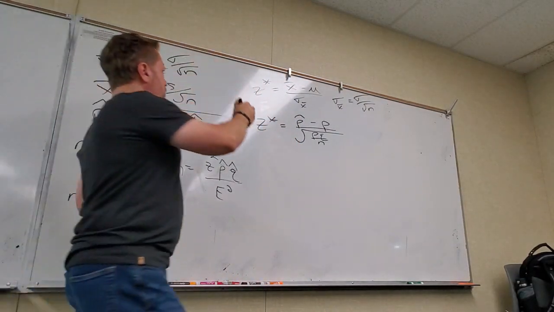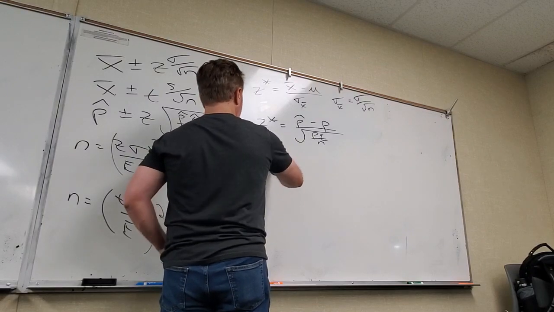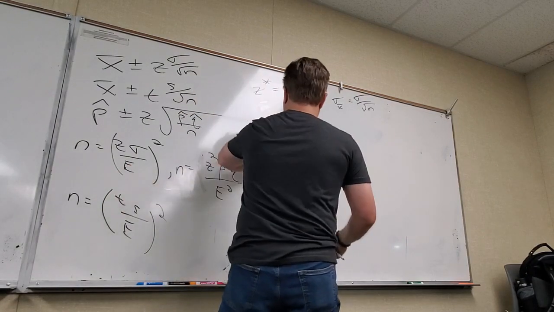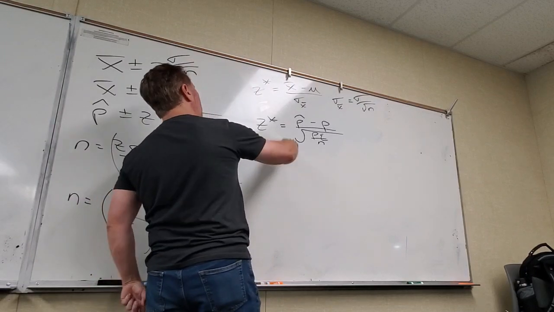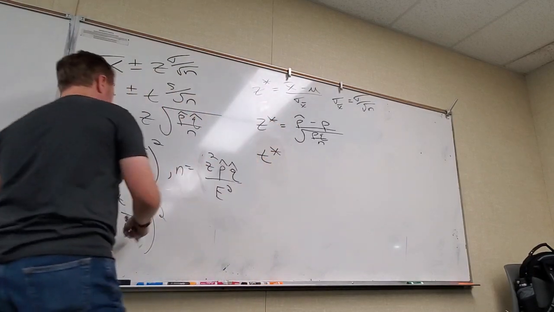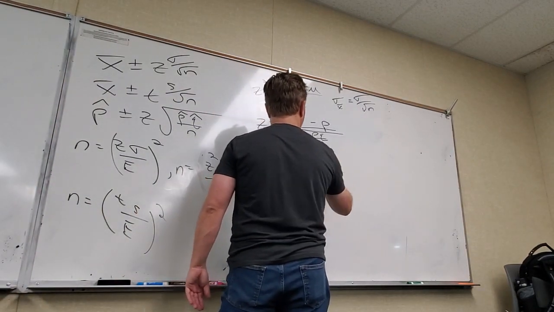And then let's go ahead, let's put this down too. Okay, let's put this down. The T star formula is the same. It's sort of like this thing, it's the same formula. It's our data minus the middle divided by the spread.